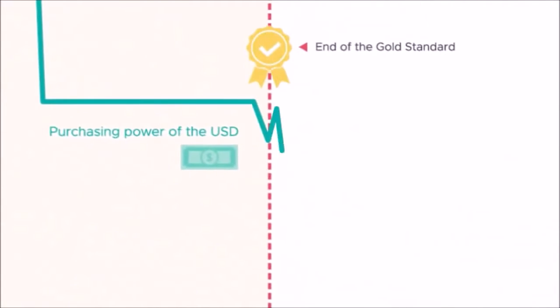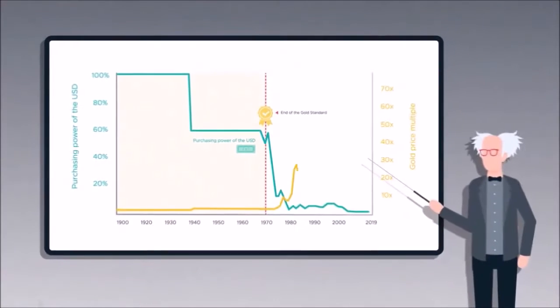This chart shows what has happened to the value of the US dollar since the end of the gold standard. It also illustrates how the increase of debt has, in correlation, exponentially increased.